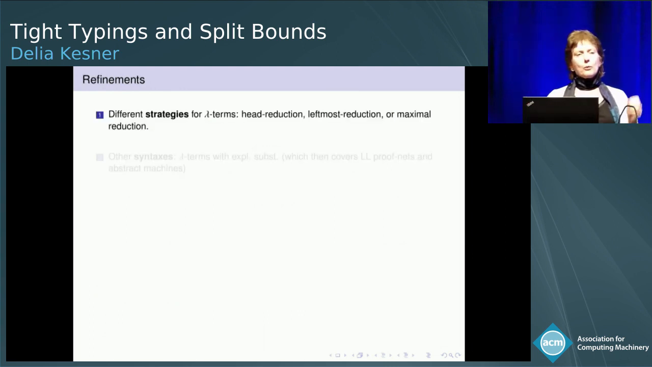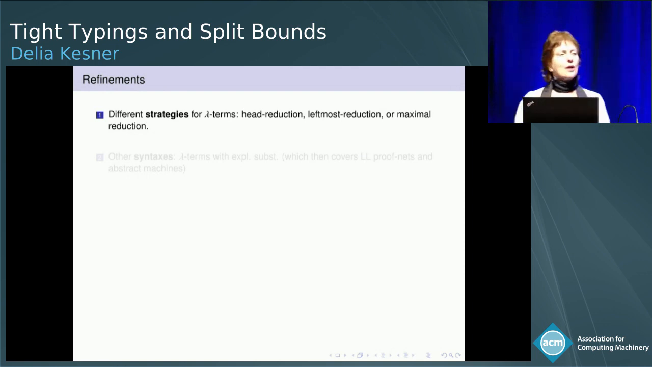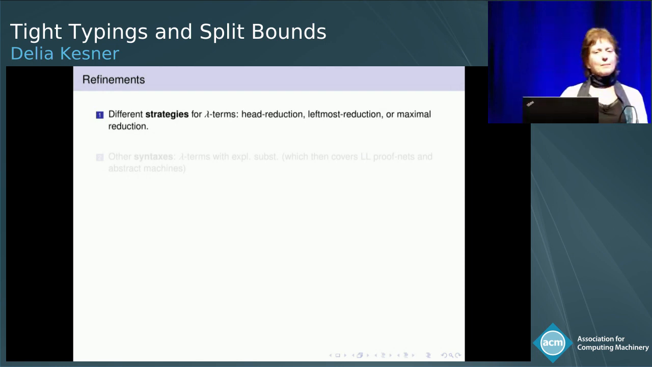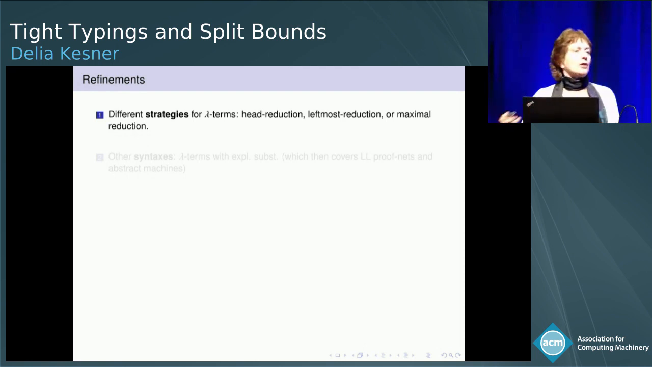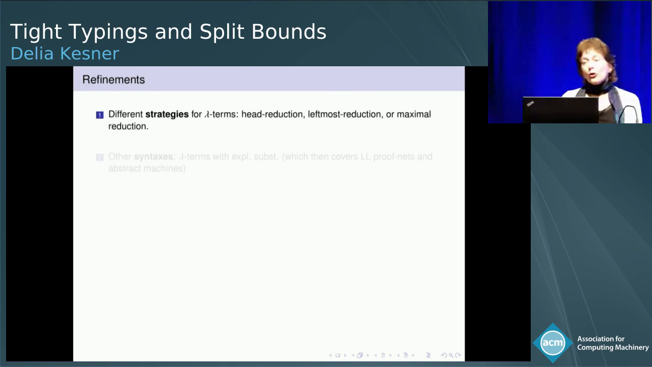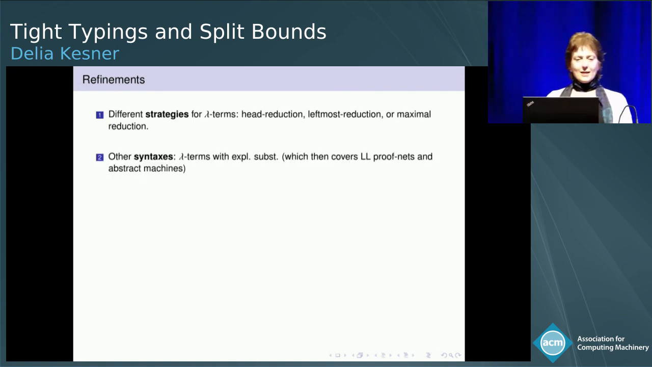And so we did it for different strategies for lambda terms. Typically, we have done this for head reduction, for leftmost reduction, and for maximal reduction. Maximal reduction is a kind of reduction which is perpetual. I mean, it keeps non-termination if the term is non-terminating. But of course, it terminates if the term is normalizing.